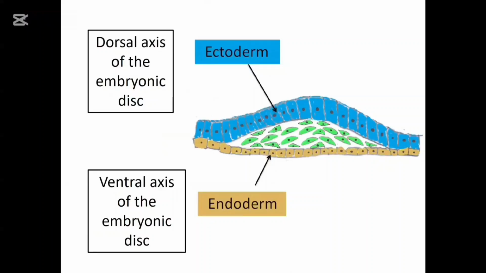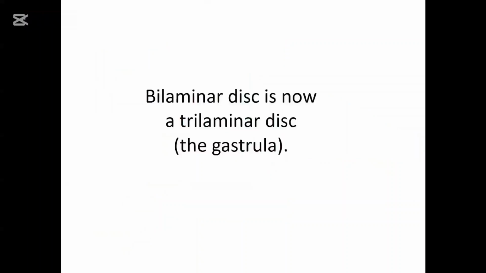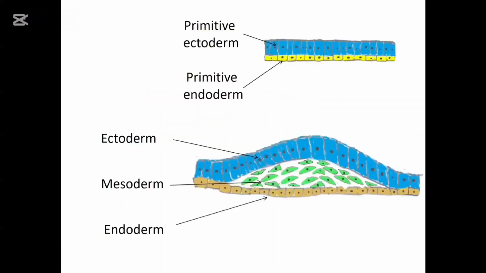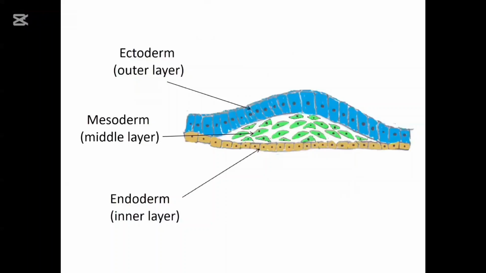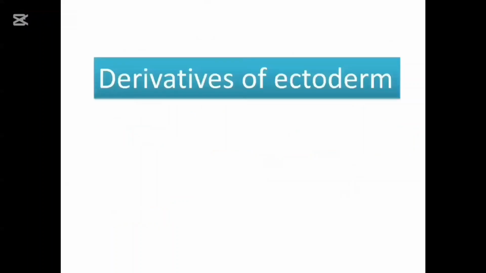And another axis will form, the dorsal axis towards the ectoderm and the ventral axis towards the endoderm for the future embryo. So the bilaminar disc is now a trilaminar disc, or we call it gastrula. Here is the bilaminar disc up on the top, and the trilaminar disc is on the bottom: ectoderm, mesoderm, endoderm. And here it is in concrete with these beautiful colors. I imitate the same colors. Ectoderm and endoderm and mesoderm in between.